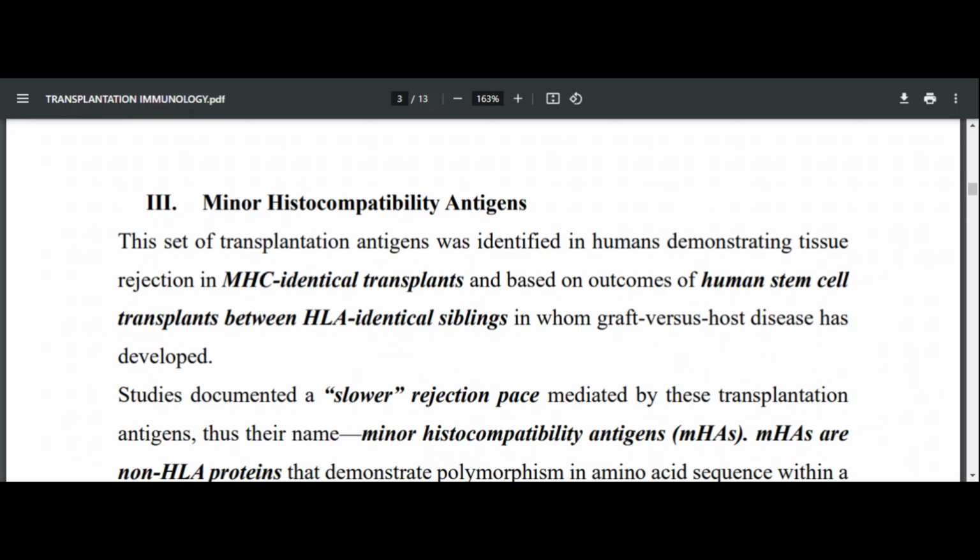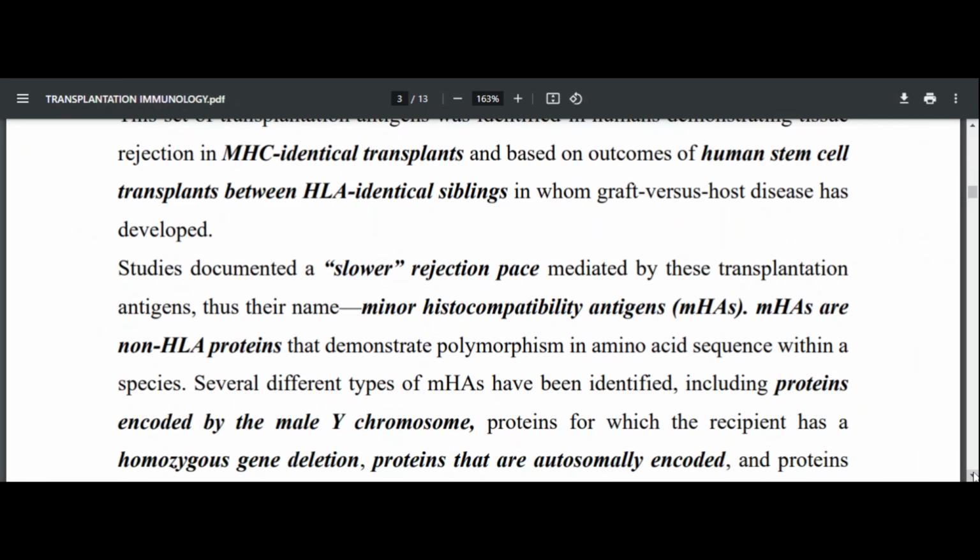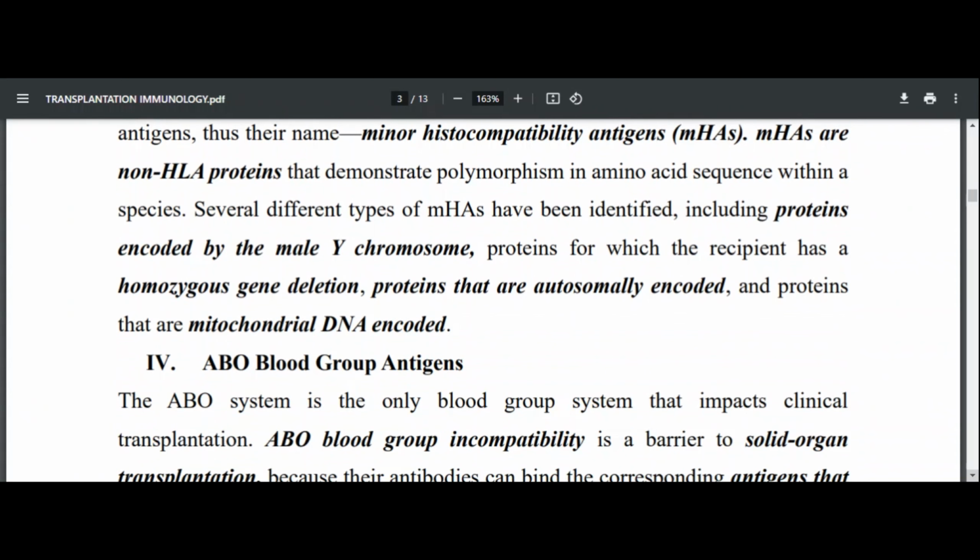Studies documented a slower rejection pace mediated by these transplantation antigens. Thus, the name minor histocompatibility antigens, because the reaction shown is of a slower pace. Other different types of minor histocompatibility antigens have also been identified. Those are encoded on the Y chromosome, proteins for which the recipient has a homozygous gene deletion, proteins that are autosomally encoded, and proteins that are mitochondrial DNA encoded.